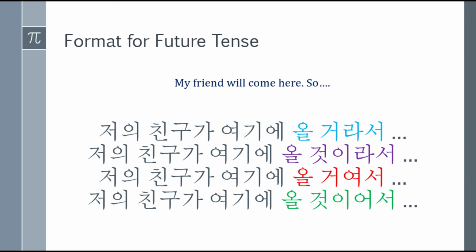Ang gagamitin natin mostly na format dito, yung unang format. Yung, 저의 친구가 여기에 올 거라서. Okay? Ito mostly gagamitin natin, 거라서. Kasi mas maikli at mas madaling bigkasin.